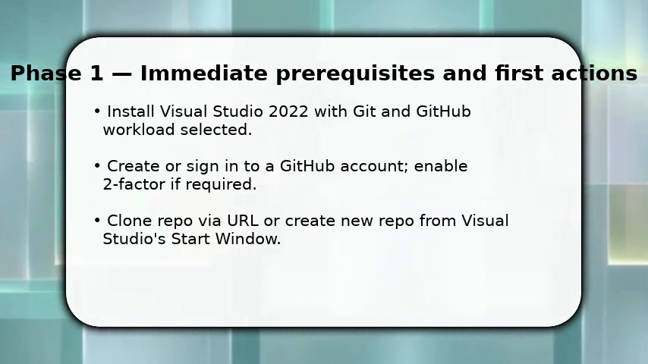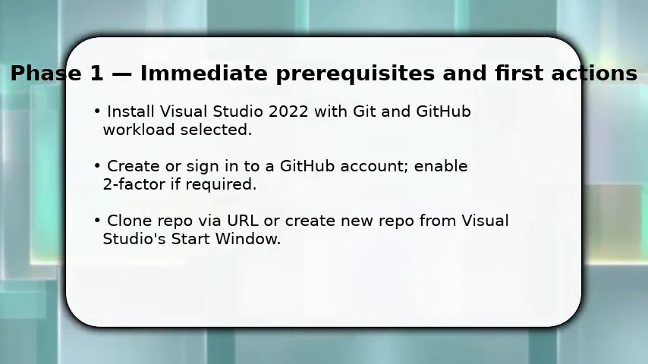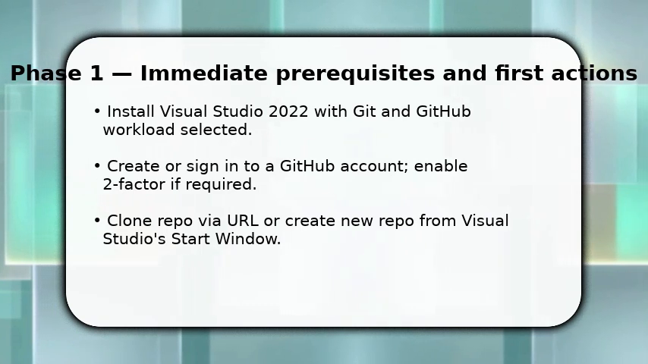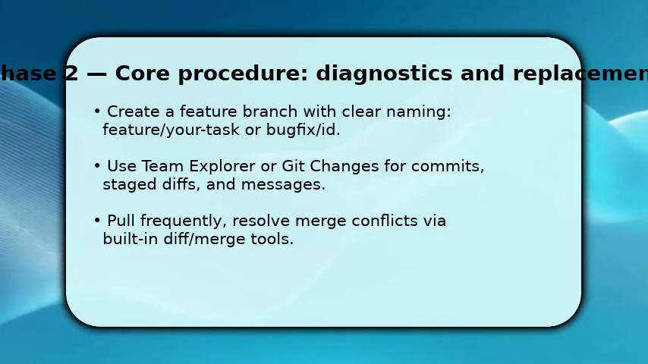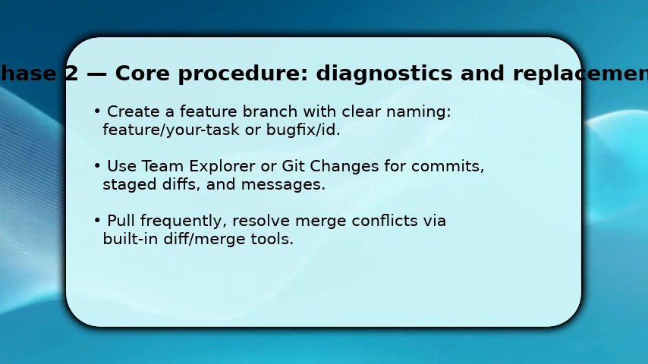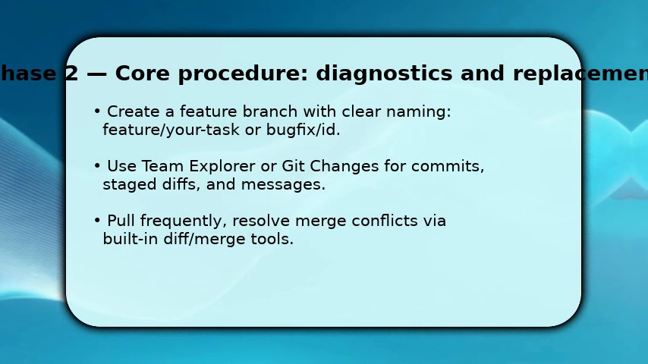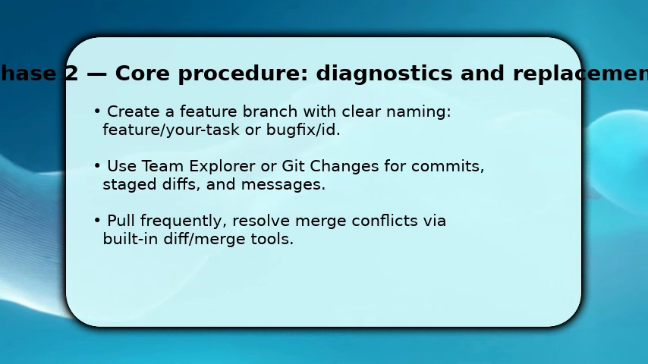This gets your code into Visual Studio and sets the remote origin so you can pull, commit, and push right away. You should create a dedicated branch for your work. Use a descriptive name like feature/name. From the Git Changes window, stage logical chunks, write clear commit messages, and commit locally. Once committed, push your branch to origin so GitHub can see it.